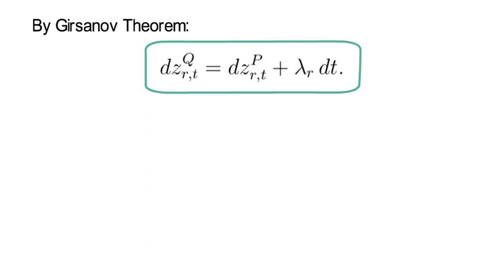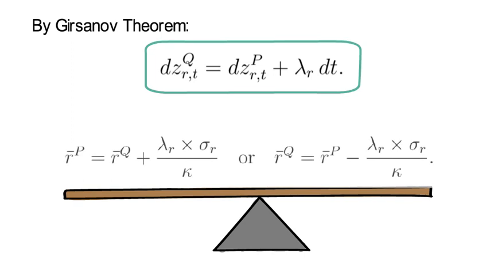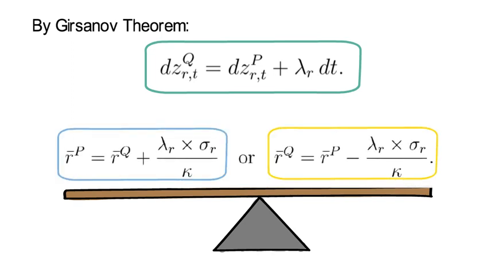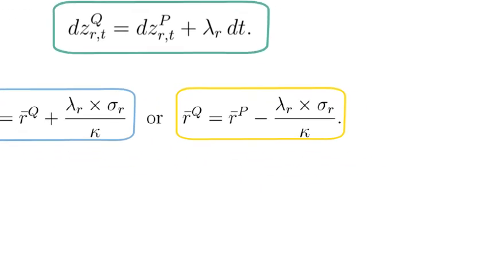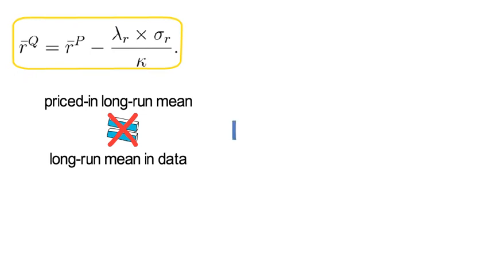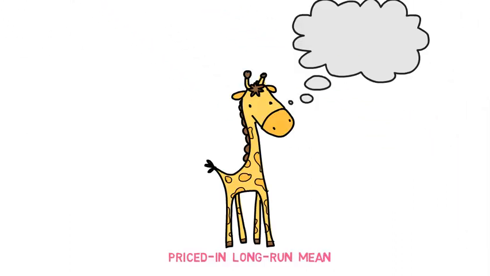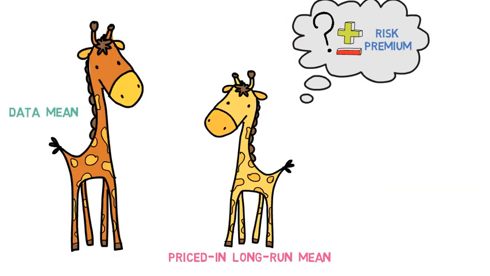So plugging the last identity into the first equation reveals the equilibrium relationship between the long-run mean of the short rate under P and under Q. Mathematically, that means the following. So let's look at the second expression on the right. It tells you that the priced-in long-run mean differs from the long-run mean in data if the ex ante expected risk premium is non-zero. Depending on the sign of the risk premium, the priced-in long-run mean can be higher or lower than the data counterpart.